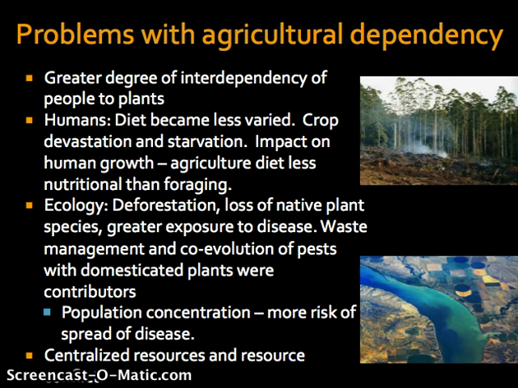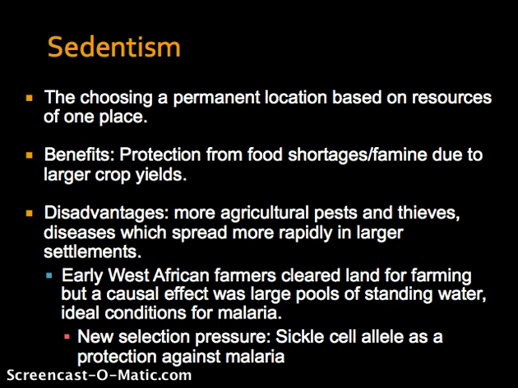Some theorists would argue that an increase in agriculture allowed for the conditions of sedentism to occur. This would be choosing a permanent location based on resources of one place. Some suggest that benefits from this would include protection from food shortages and famine due to larger crop yields, while others would suggest disadvantages with agricultural pests and thieves, and as I mentioned before, the issue of malaria.